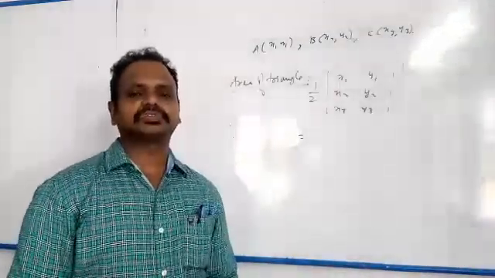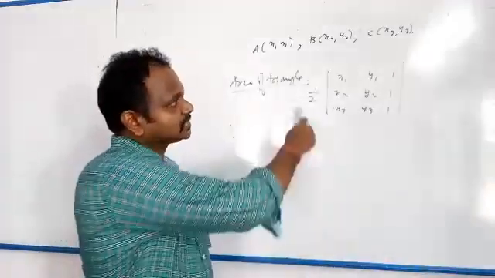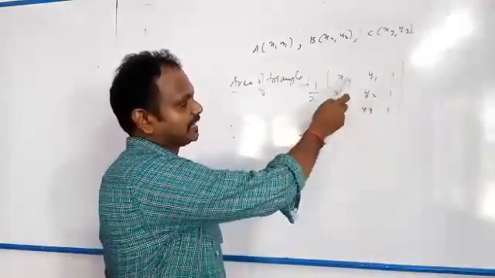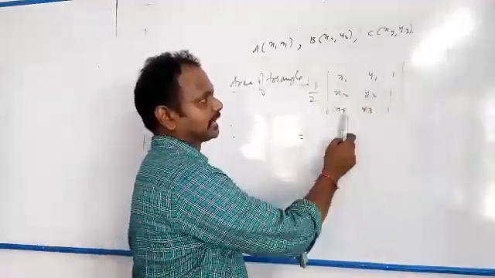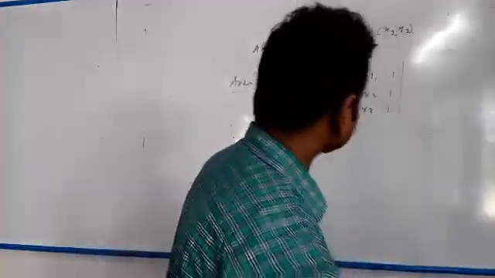How can we find the area of the triangle if you are given 3 vertices of a triangle? The same formula can be written in the determinant form, that is half of the determinant of x1 y1 1, x2 y2 1, and x3 y3 1. We will discuss one example.